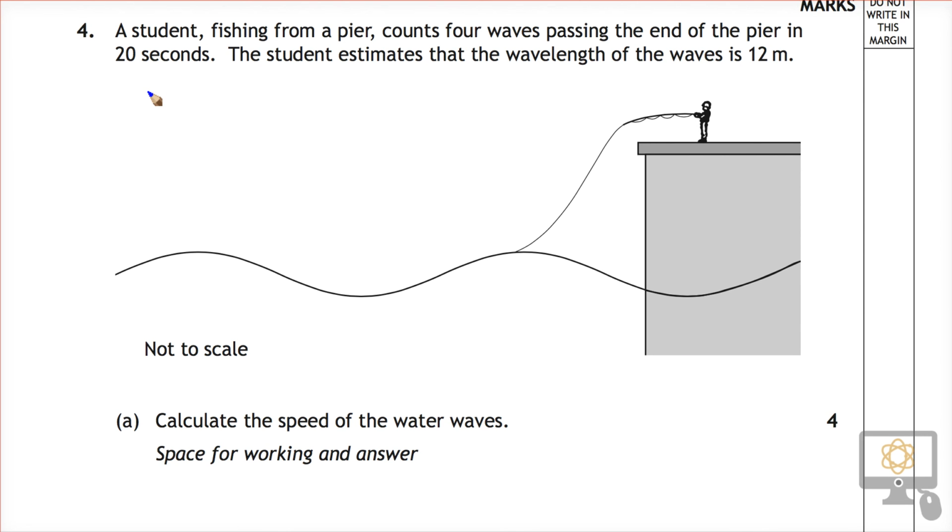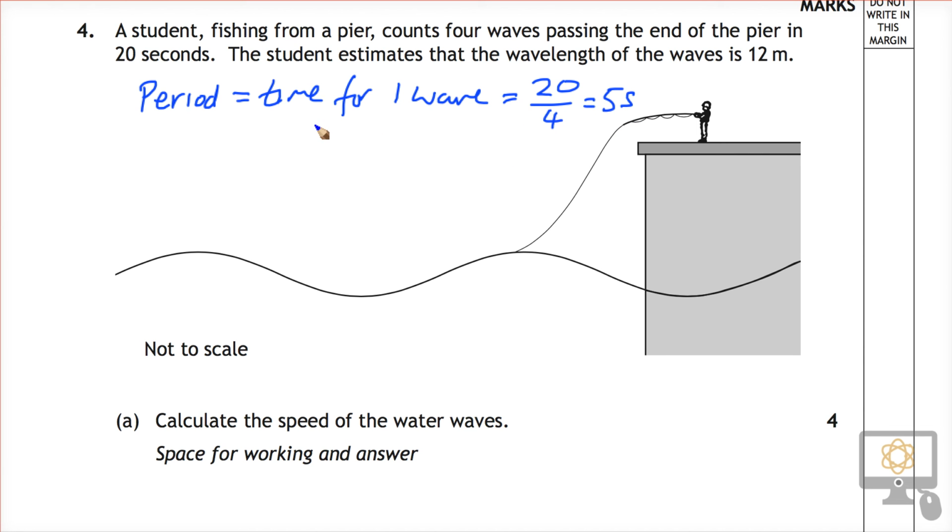So in this method we're going to think about the period of the wave. Now the period is quite different to the frequency which we used in the first method. The frequency is the number of waves in 1 second, but the period is the time for one complete wave. And if 4 waves pass the end of the pier in 20 seconds, then the time for one wave is 20 divided by 4, which is 5 seconds. So that's the period of one wave.